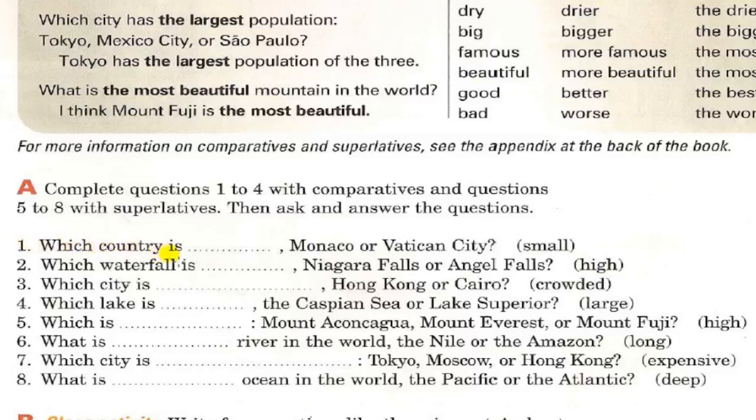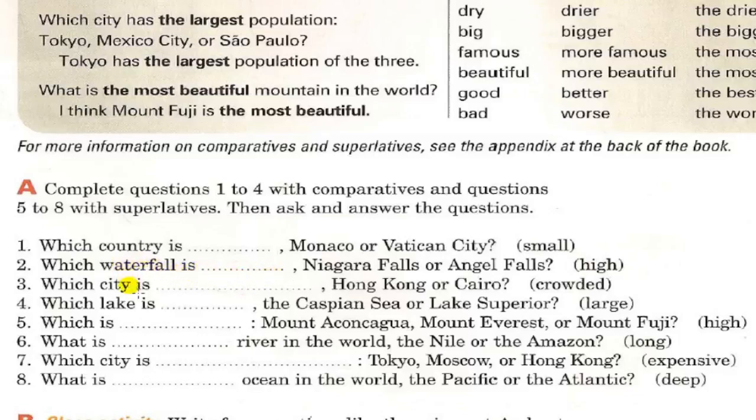1. Which country is Monaco or Vatican City? Smaller. Which country is smaller, Monaco or Vatican City? Smaller. 2. Which waterfall is Niagara Falls, Angel Falls? High, ER, higher. Which waterfall is higher? Niagara Falls or Angel Falls?